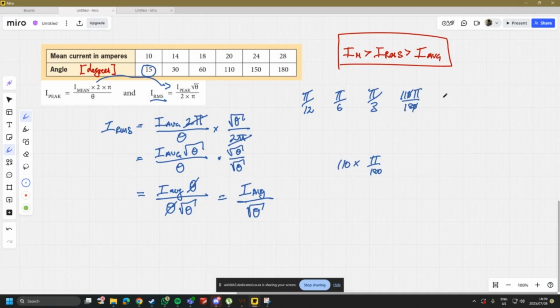Then 30 degrees over 180 is 7 pi over 6. And then 180 is, well, pi.